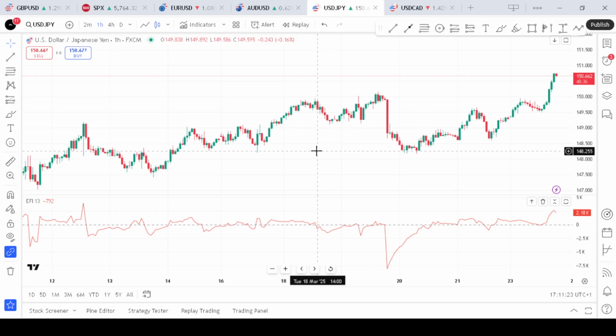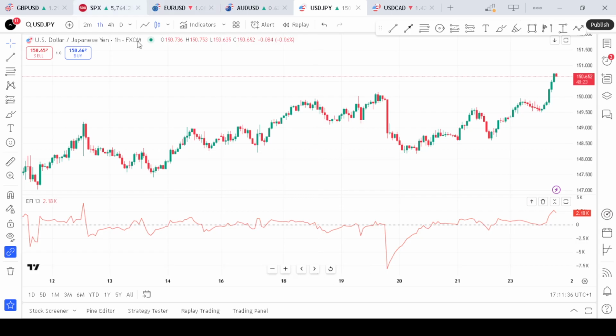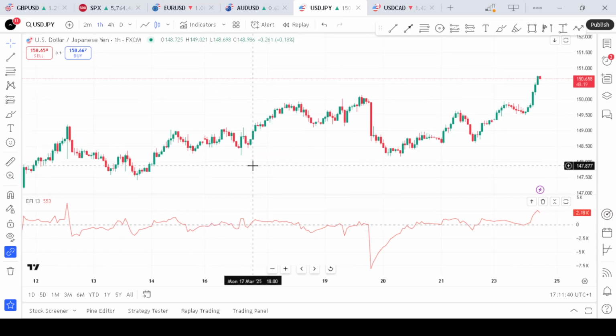And in today's video, we are going to explore the Elder Force Index. This is an indicator that combines both price and volume to help you understand the market momentum and trends. So stay tuned as we break down how it works and walk you through a step-by-step day trading strategy that can help you with your trades.